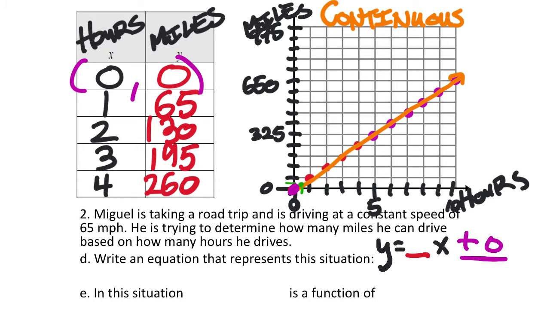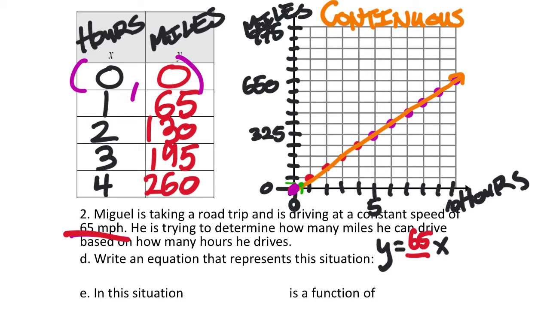And since it is plus 0, I'm going to make that a phantom 0 right there, which means all we need now is the slope, which is the rate of change. And the rate of change on this one is 65 miles per hour here. So I'm just going to put 65 there. Y, the distance, or the miles he goes, is 65 times x, the number of hours he drives.